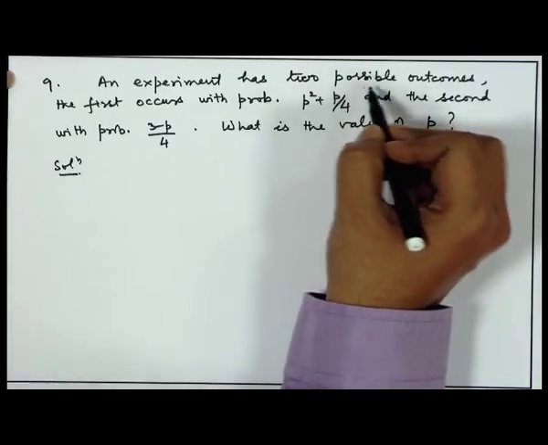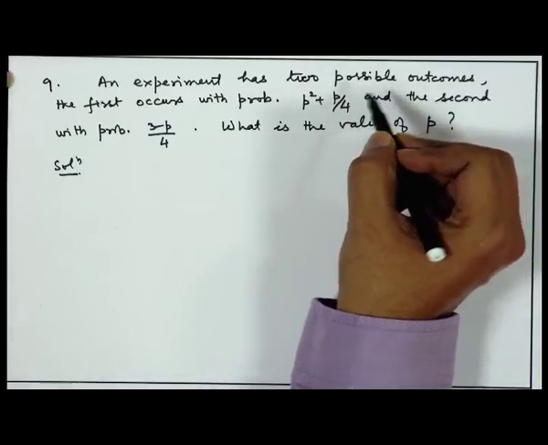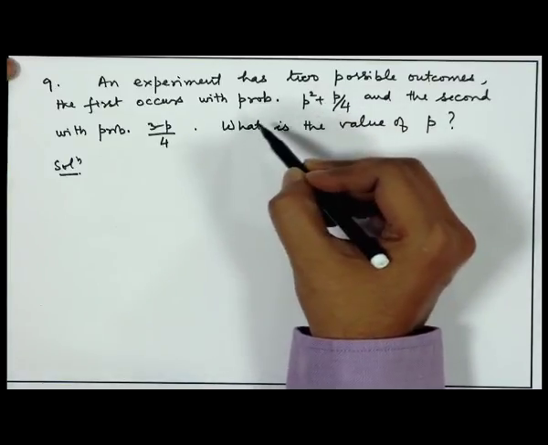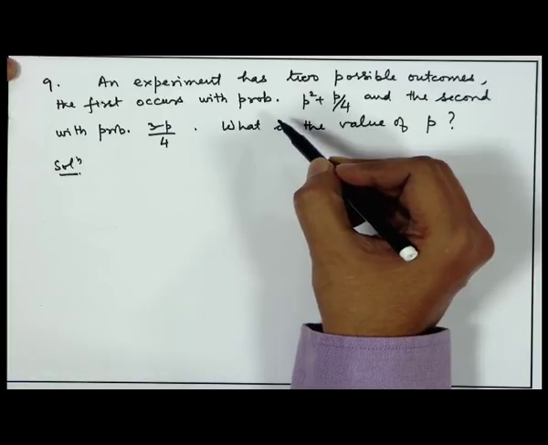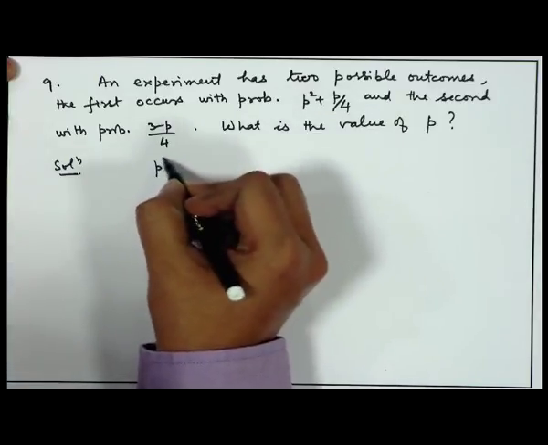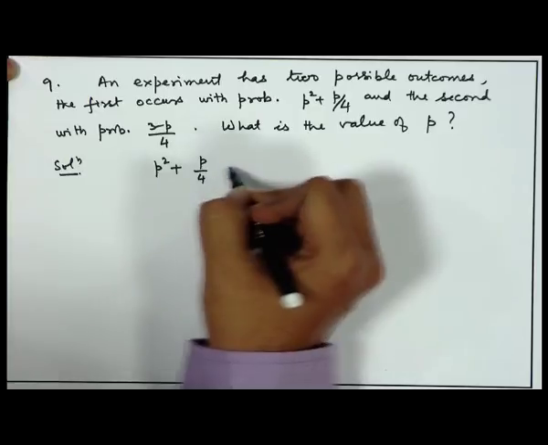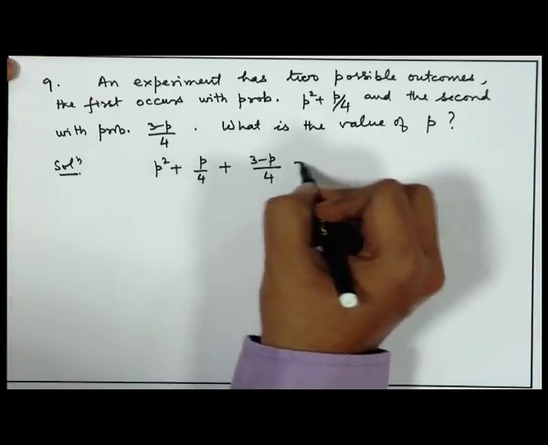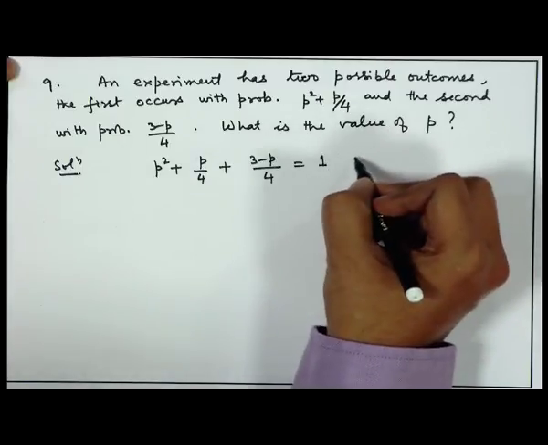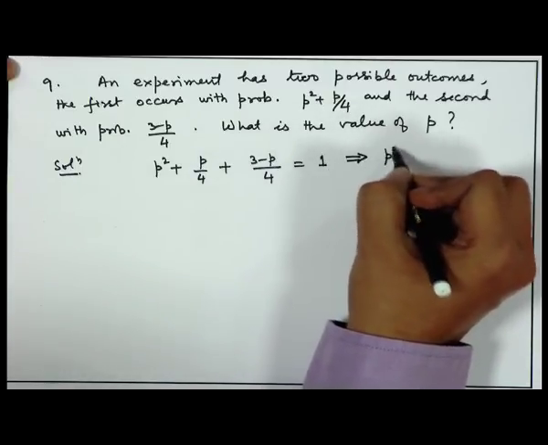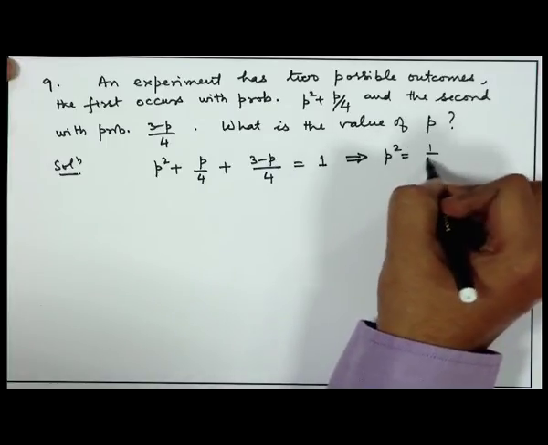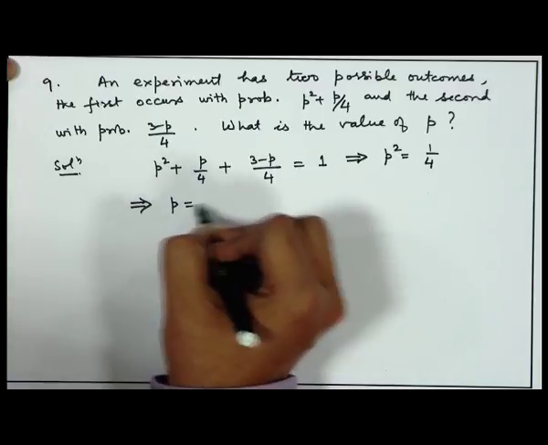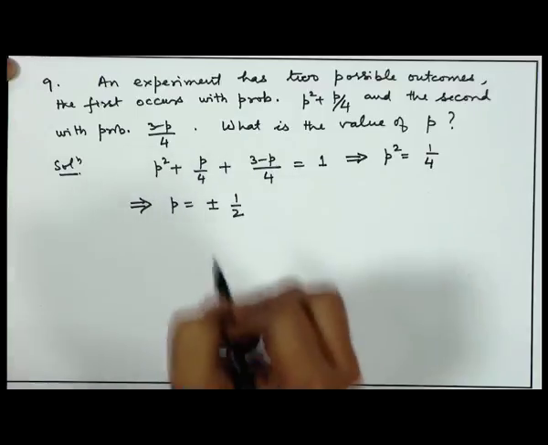So, I am saying the experiment has two possible outcomes. The probabilities of the two outcomes are given, so their total sum must be equal to 1. So, we will have p square plus p by 4 plus 3 minus p by 4 is equal to 1. This will imply that p square is equal to 1 by 4, which will give me two values of p, that is plus minus half.